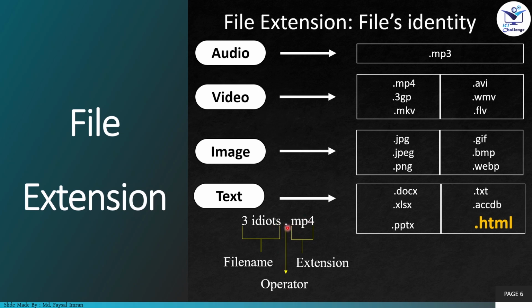And you can edit a file name anytime. You can replace 3 idiots with 3 idiots movies. But you can't change or rename the extension part. If you want to change the extension, you must convert this mp4 video file. To convert this mp4 file, you need additional converter software. Then you can convert this mp4 file extension.